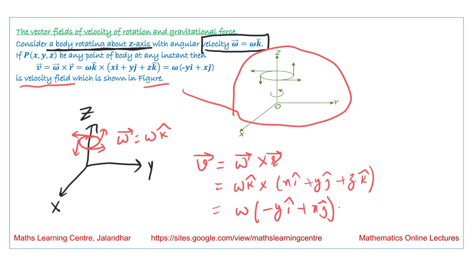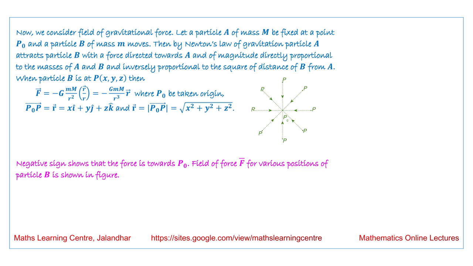This is a vector quantity, a vector function, and this gives us the vector field. Similarly, talking about the gravitational force, suppose there is a particle A of mass M which is fixed at the point P naught. At this point P naught we have a particle A whose mass is M, and another particle B is there whose mass is small m, and it moves.